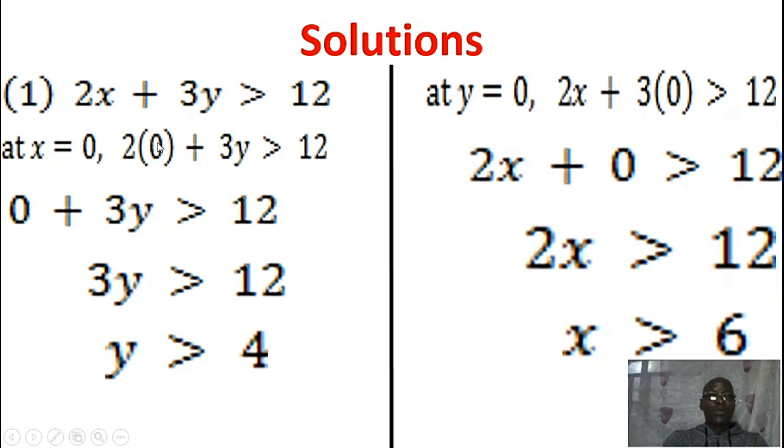Having put 0 for x, 2x will now read 2 multiplying 0, then plus 3y is greater than 12. I remember some people may tell you to put equal to here. Please do not put equal to. Don't put the sign of equality. Inequalities are inequalities. Equations are equations, and they work with signs of equality. So don't ever put the sign of equality here trying to solve the system.